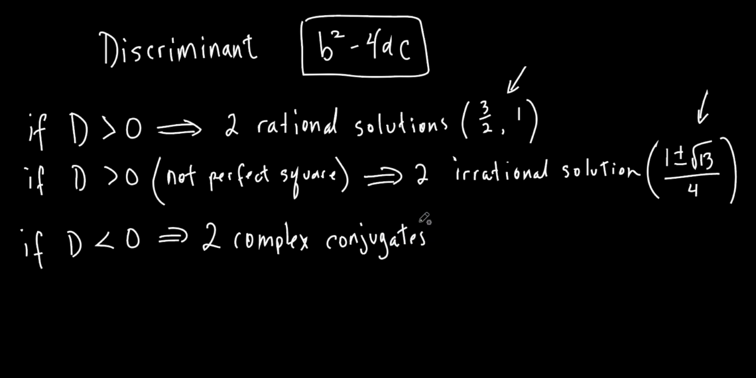We've talked about that word conjugate, right? So here's an example, like 1/4 plus or minus. Now it's complex, so it's got to have a what in it? It's got to have an i in it, okay? Which makes it a complex number, okay?